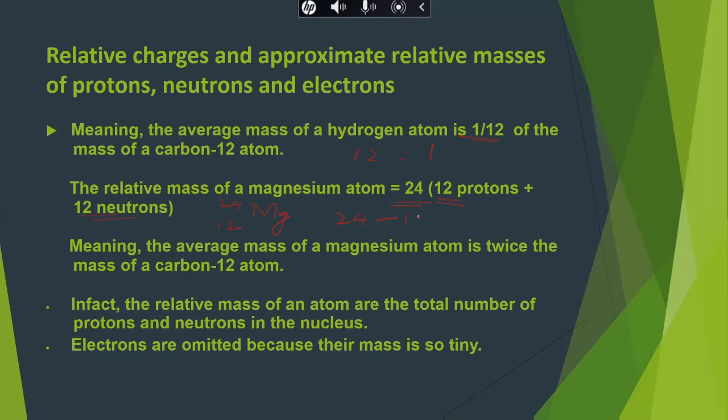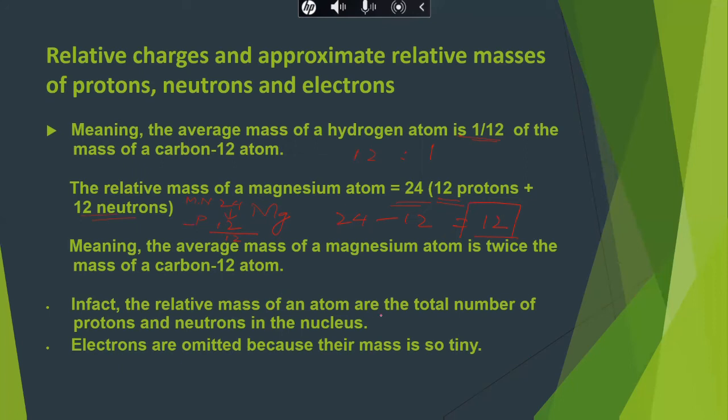I guess this is making sense. 24 minus 12. If we subtract the number of protons from this value, then the neutrons left are 12. Here, let's check. Yes, the relative mass of a magnesium atom is 24, meaning 12 protons and 12 neutrons. So the average mass of a magnesium atom is twice the mass of a carbon-12 atom.